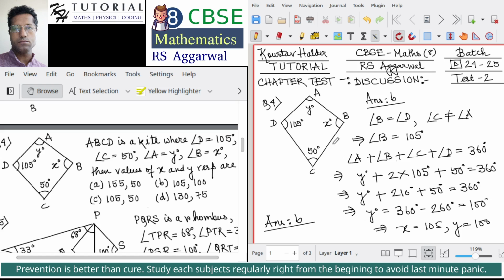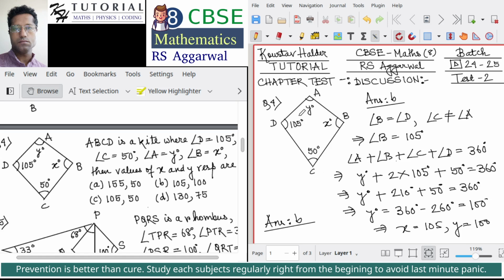Since visually from the figure of the kite, that is the figure I have drawn on the right hand side, you can have a feel that angle B is equal to angle D. Definitely angle C is not equal to angle A. One more thing is that this is one way of visual interpretation. Another visual interpretation is that in a kite, the diagonal which connects the two opposite equal angles is bisected.